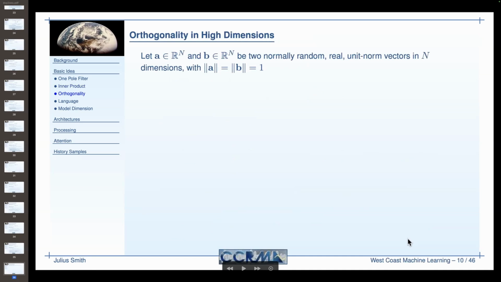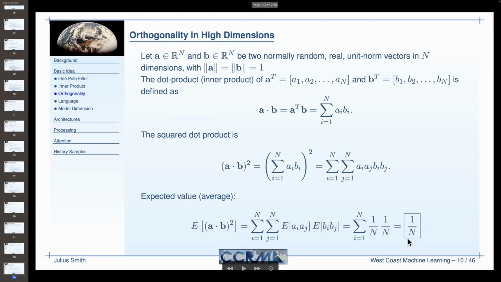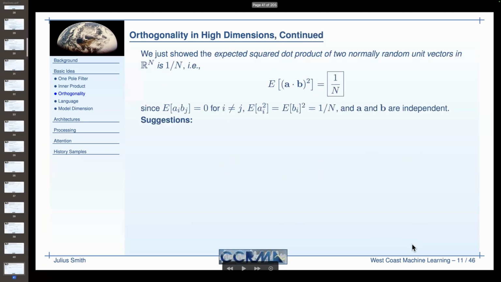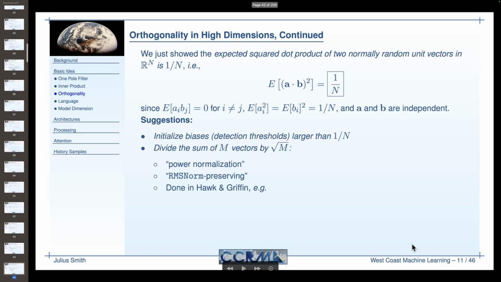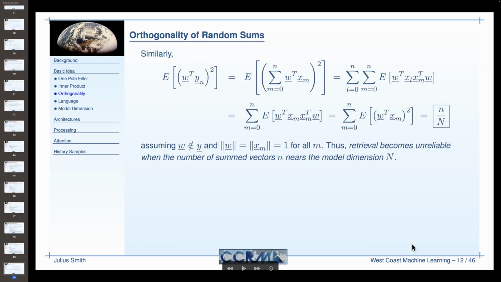The one that I talked about before was orthogonality in high dimensions. It takes you through the basic calculation that if you take two random vectors that are unit norm in n dimensions and take an inner product, then the expected value of the inner product squared is 1 over n. And that's nice because it's nice and small. We used that to make some suggestions, and we went over those previously. But this is something new here.